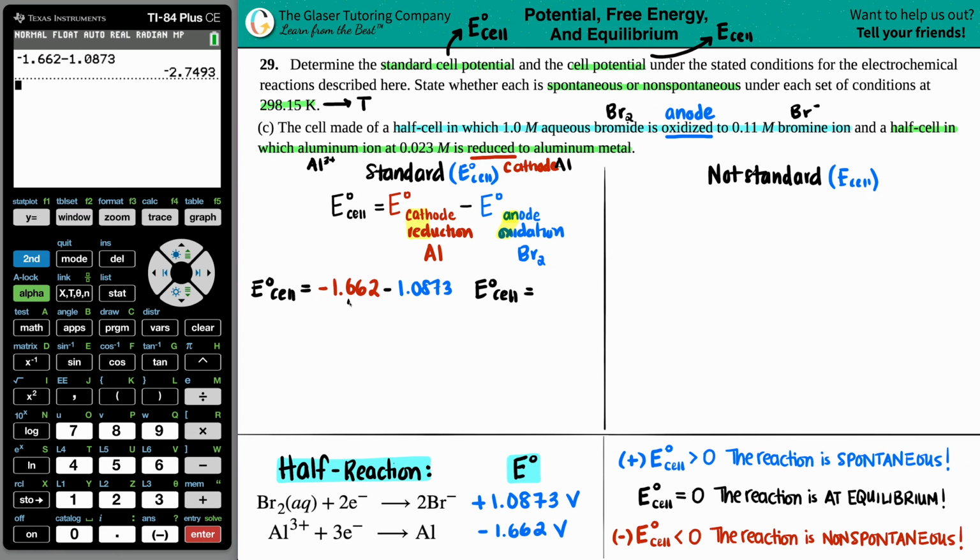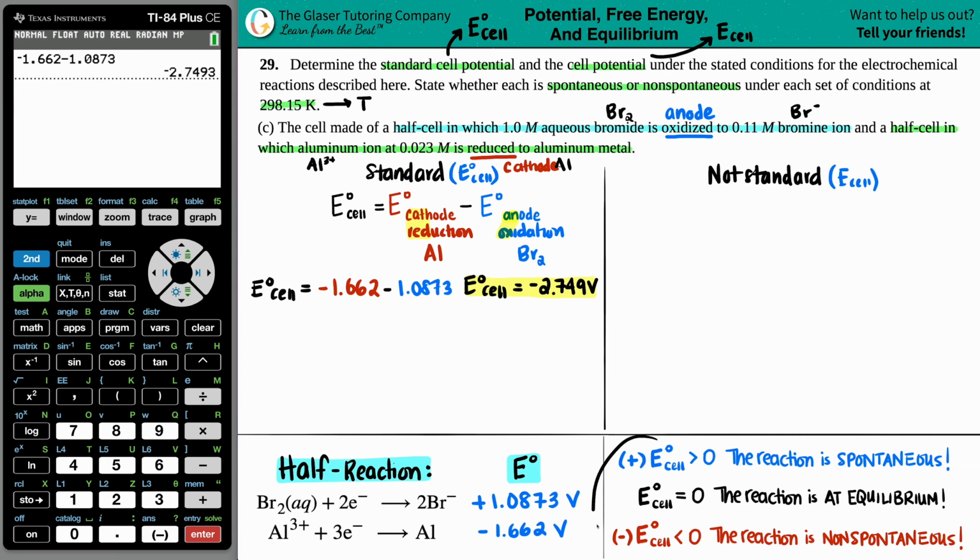We could only go out to the thousandths place, so this would be a negative 2.749 if we were considering sig figs, and that is in volts. So that's your standard cell potential. Now, is this spontaneous or non-spontaneous?